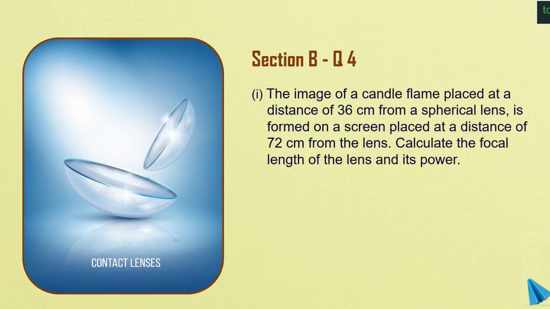The first question says, the image of a candle flame placed at a distance of 36 cm from a spherical lens is formed on a screen placed at a distance of 72 cm from the lens. Calculate the focal length of the lens and its power.